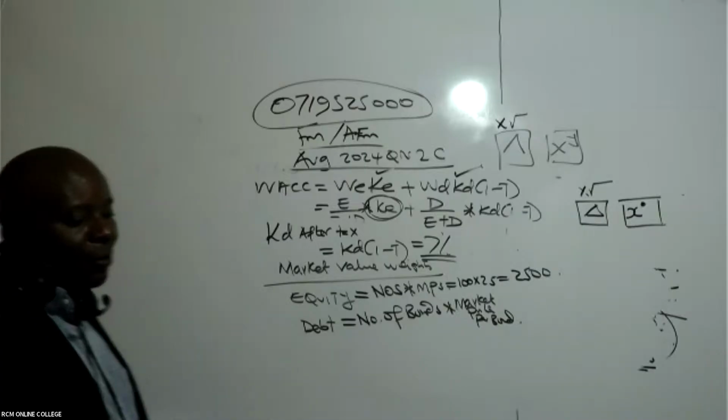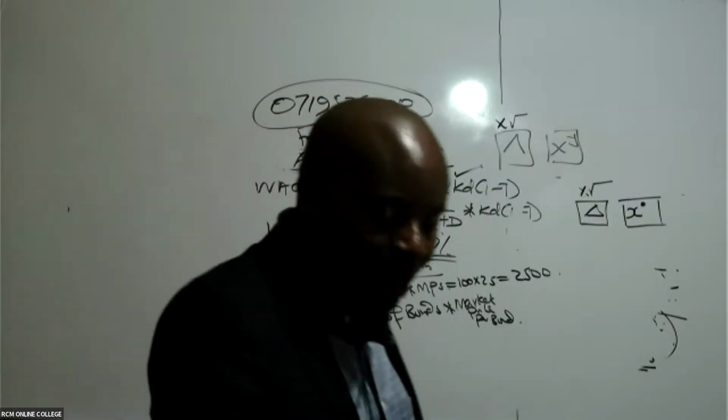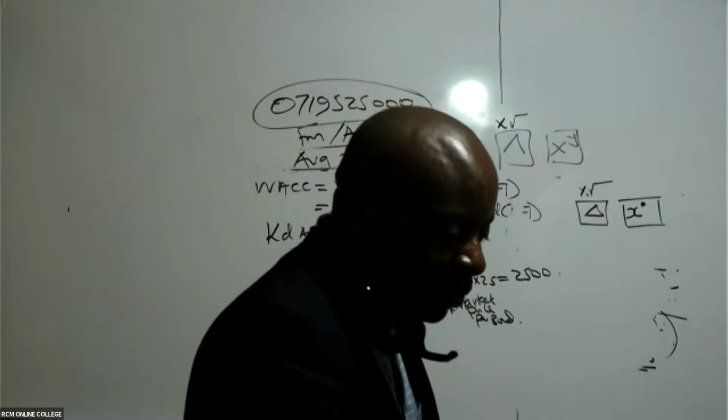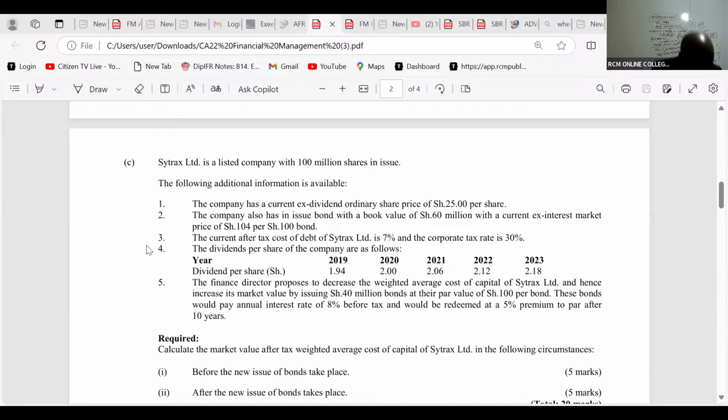So have they given me the number of bonds in the question? Let me see. How I wish you were that lucky, like for shares, they gave us the number of shares. Here they haven't given me, but I will not kill myself because I know how to calculate this. So see here, they are telling me in note number 2, the company has also an issue bond with a book value of 60 million, with a current ex-interest market price of 104. So at least they have given me the market price of the bond. The market price of the bond is 104.